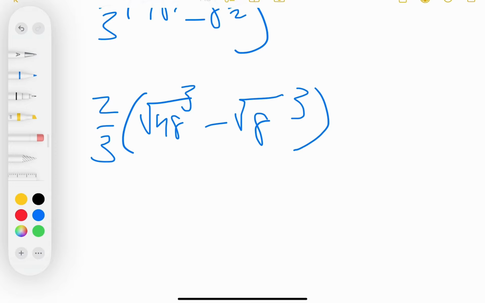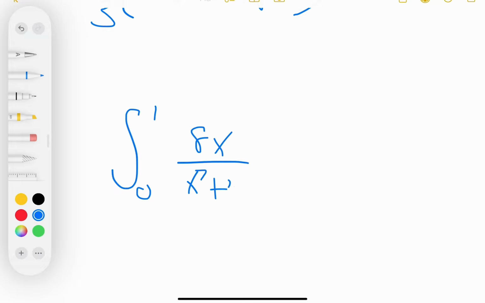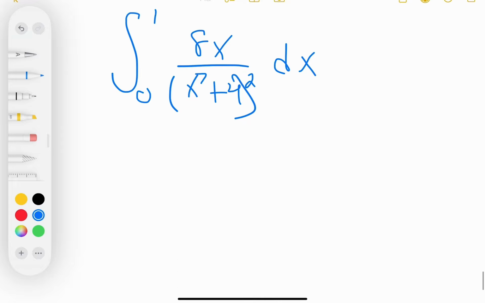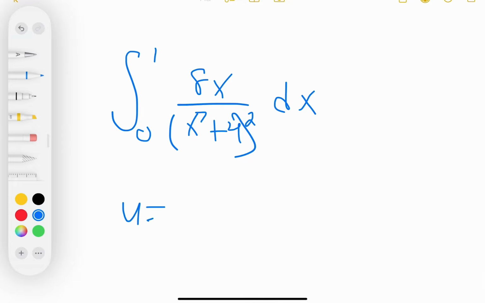Let's do example 3. We're going to do bounds 0 to 1 of 8x times (x squared plus 4) squared dx. And then I'm going to pick our u. Our u is x squared plus 4.